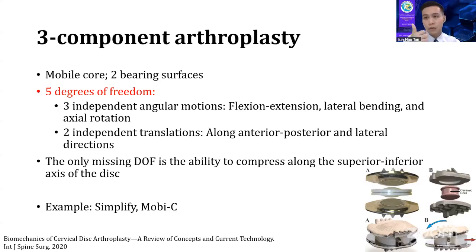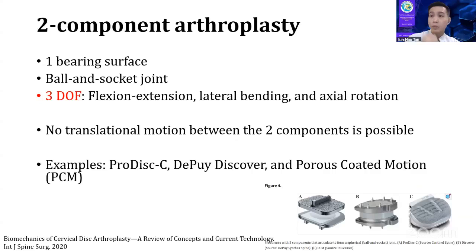Why? Because you have 3 angular motions: flexion extension, lateral bending, as well as axial rotation. And at the same time, because of the mobile core, it allows for anterior translation as well as lateral translation. The 6th degree of freedom that we are missing here is the ability to compress along the superior-inferior axis of the disc, assuming that the core itself is a non-compressible design. Some examples of a 3-component arthroplasty are the Simplify Disc as well as the Mobi-C. When you talk about a 2-component arthroplasty, you have only 1 bearing surface.